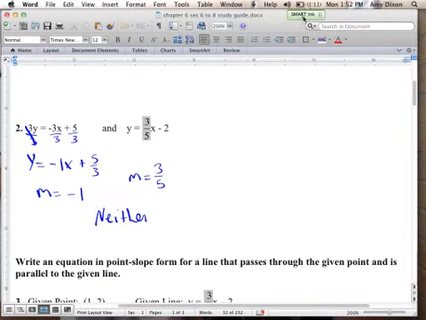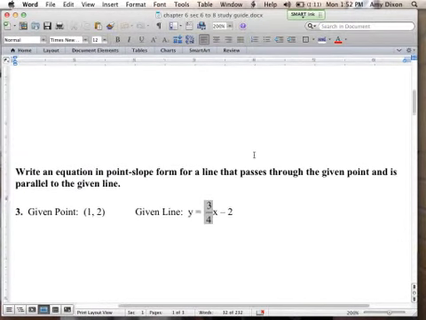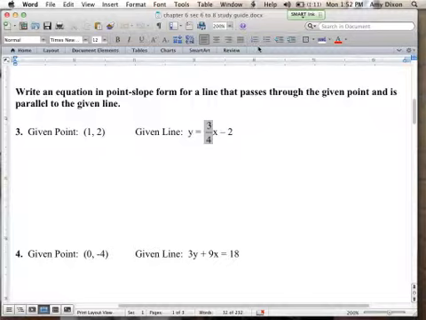The next one is we need to write equations. All right, write an equation in point-slope form of a line that passes through the given point and is parallel to the given line. Okay, what you need to do is the point that you're given is going to be called your x1 and your y1. Then you're going to be given an equation.